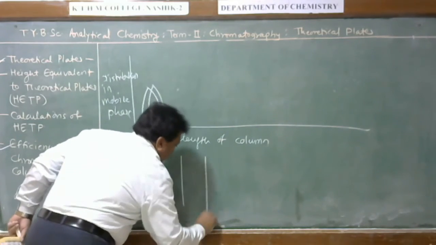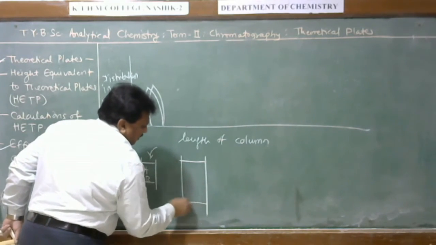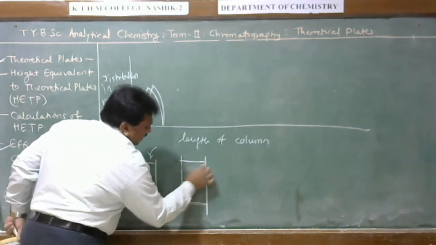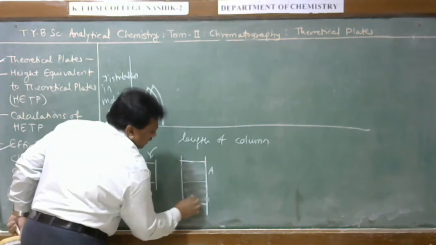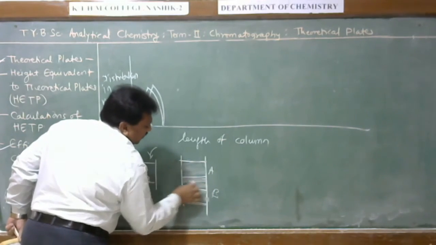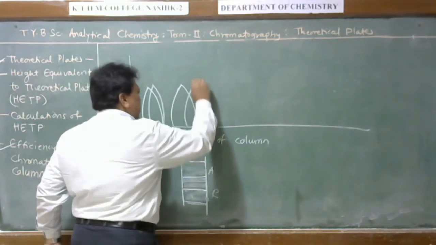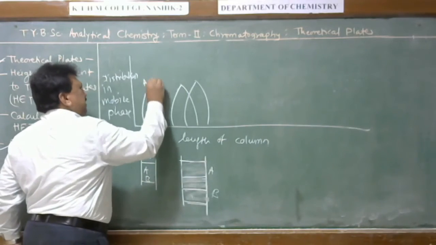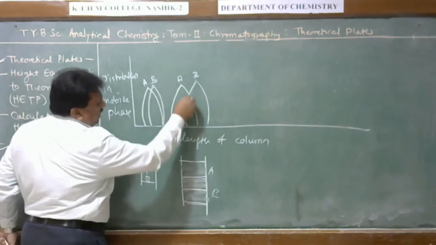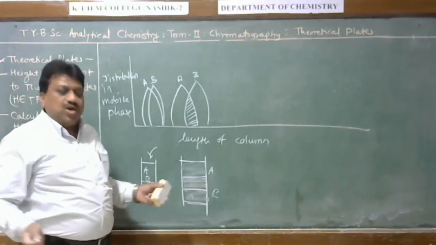If we increase the length of the column, then suppose this is component A, and here this much length, and this is component B. Some amount of this is A and this is B. But here some amount of B is present, and here some amount of A is present. In such a case, we have the graph, or this resolution, in this fashion. This is A and B, this is A and B. Here this is overlapping, which means this is not separated, this is not resolved.